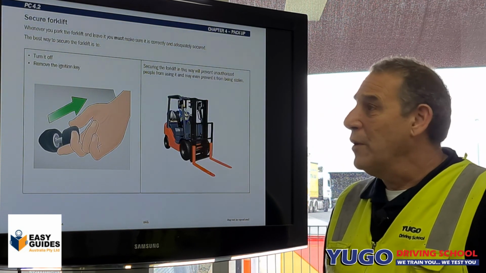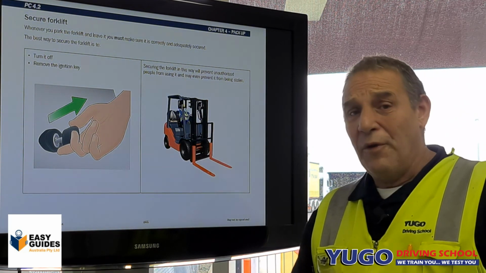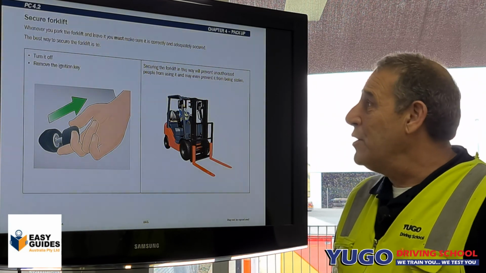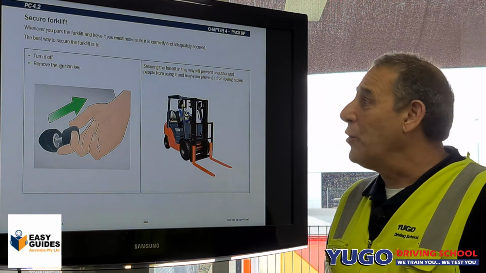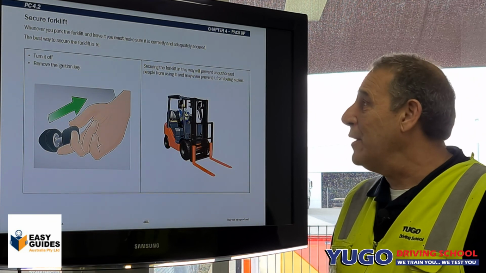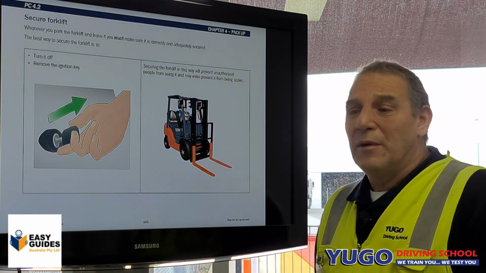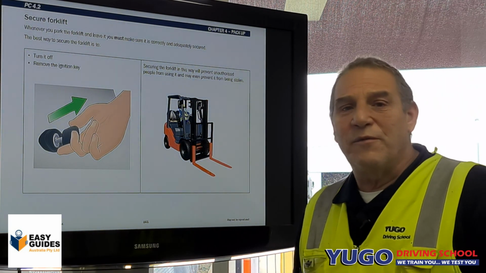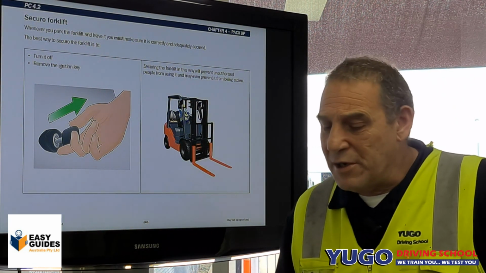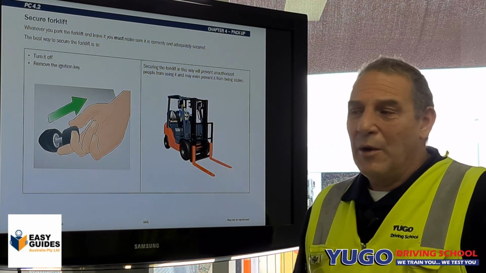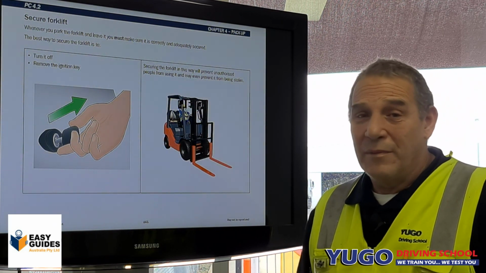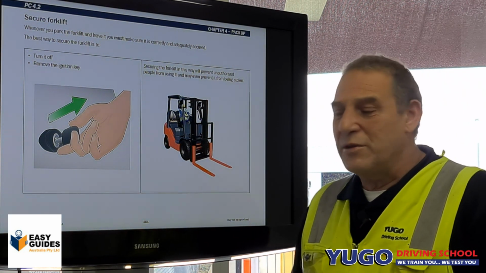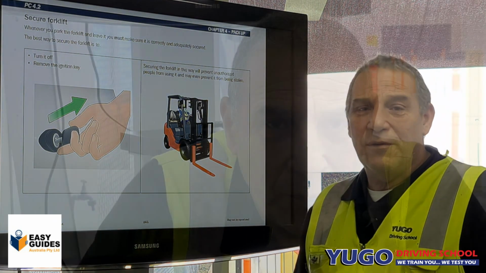Securing your forklift, always turn it off and remove your key. Securing your forklift in this way will prevent any unauthorised people from using it and may prevent it even being stolen. I'm sure everywhere in the world you have break-ins into factories. Someone breaks in and sees a forklift with a key in it. What do you think is going to go through their mind? Especially if they're young kids breaking in, 13, 15, 17-year-olds, they're going to want to drive that forklift.